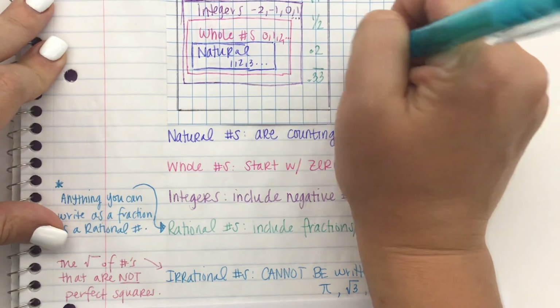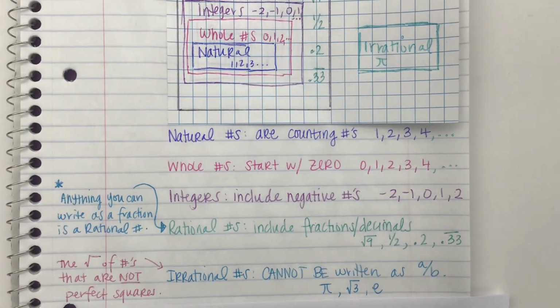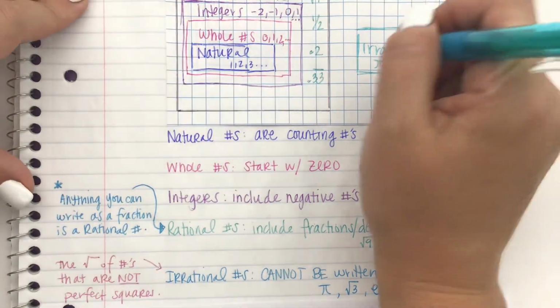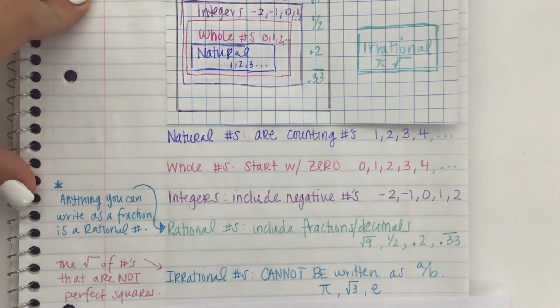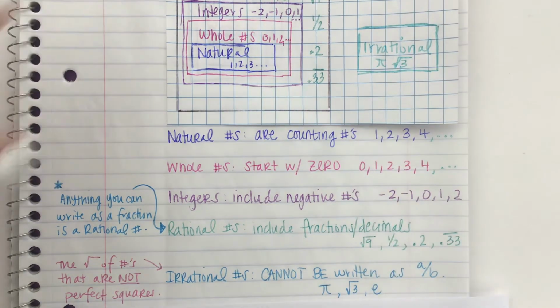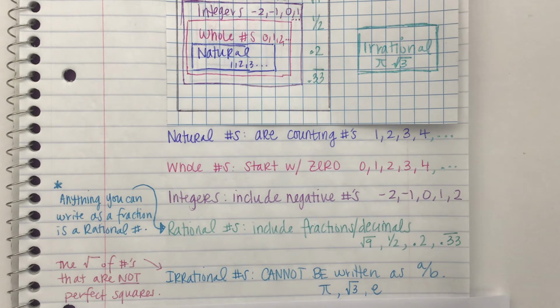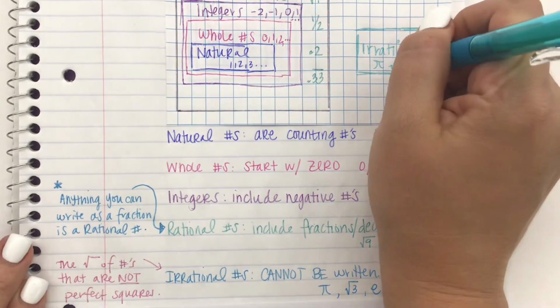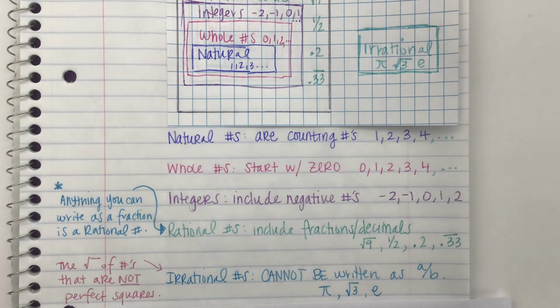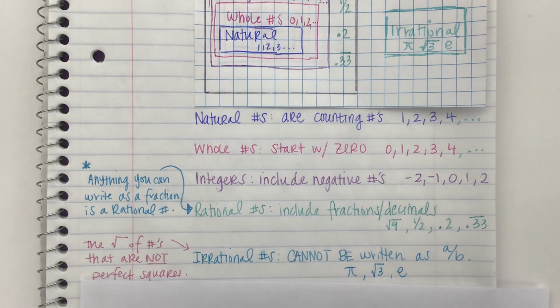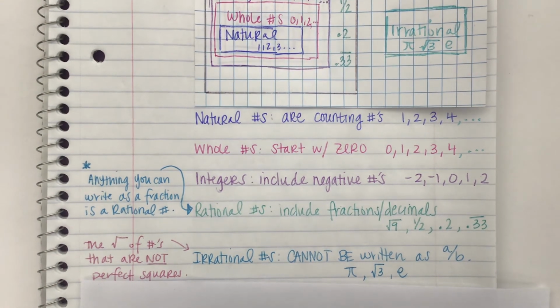For example, pi. Pi is abbreviated 3.14, but really, pi goes on forever and ever, okay? And it does not stop or repeat the decimal. Therefore, it's irrational. Also, any number under the root that is not a perfect square is an irrational number, okay? So, for example, the square root of 3. I can't find a number times itself to equal 3. That's not a perfect square. So the square root of 3 is an irrational number. Because if you type that in your calculator, it's going to go on forever and ever without repeating. Okay, and e. You've seen that on your calculator. Those are just some examples, okay? So the square root of numbers that are not perfect squares are also irrational numbers.